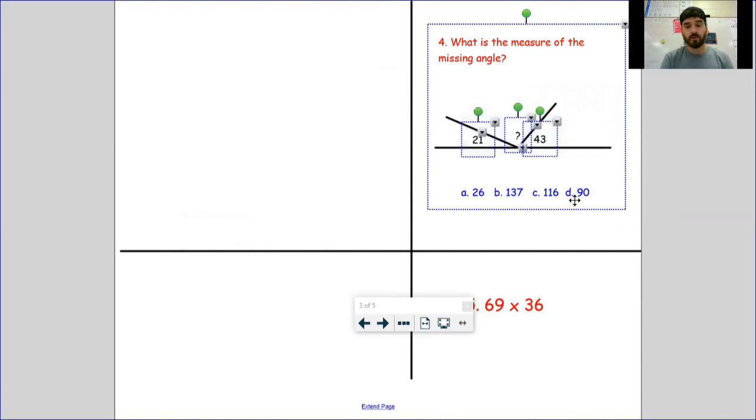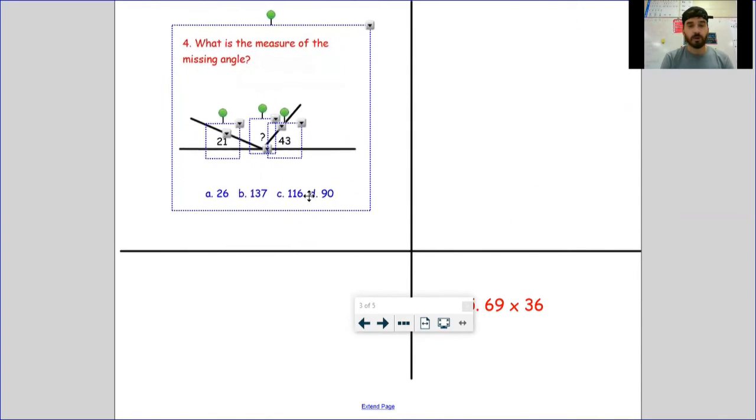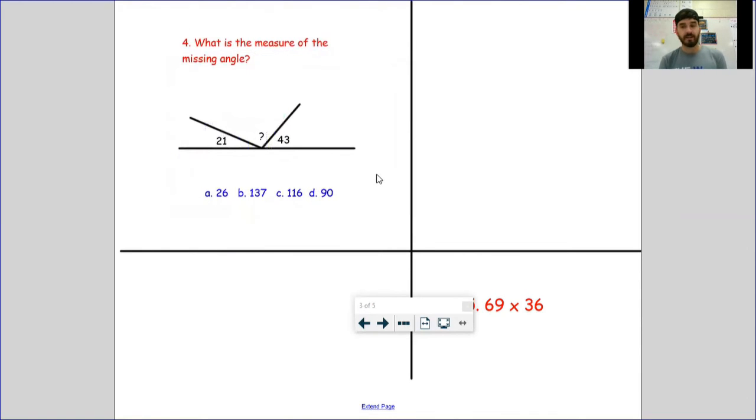All right, number 4, a little bit different look to this one, even though it's really like the same process. If you remember what we've been talking about, we've got a couple of angles here, like the one that it gave us here. That is an acute angle. It's less than 90. Right here we have another acute angle, 43 degrees, less than 90.